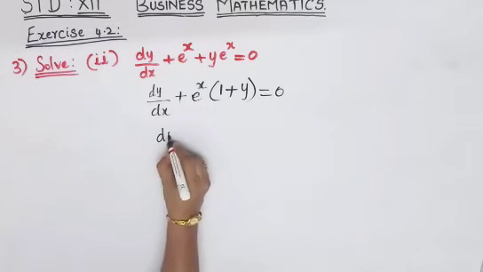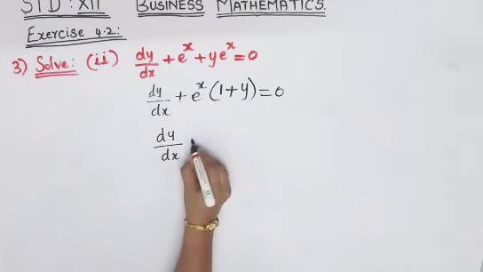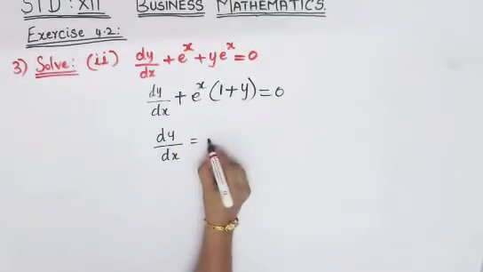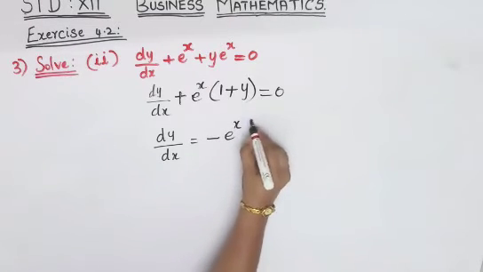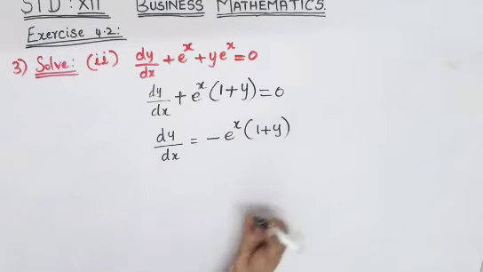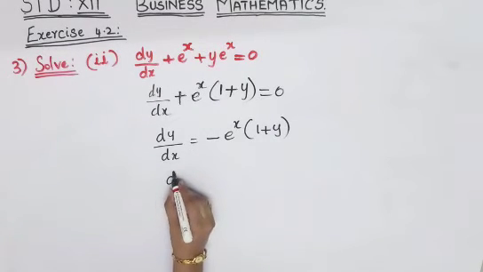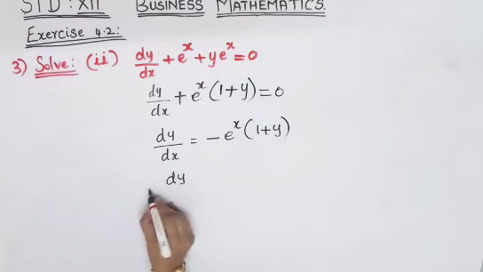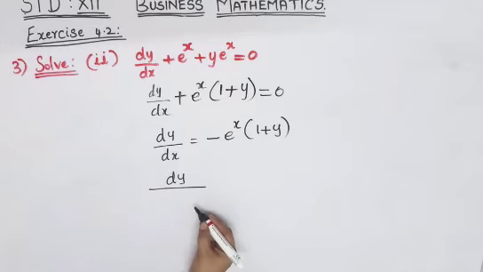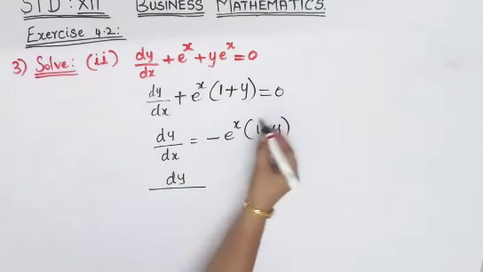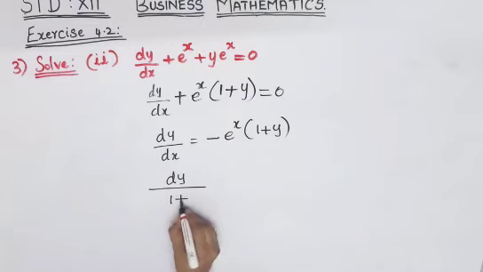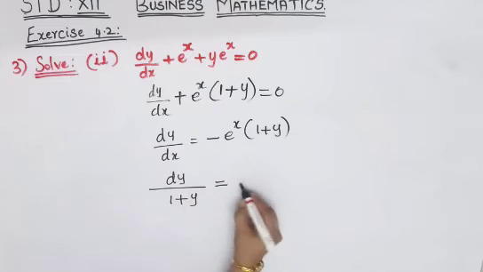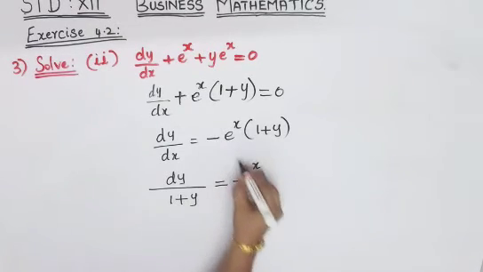So the next step is dy by dx. We'll take this whole term towards your right hand side. So here you have got plus, and if you are taking it to that side it means minus e power x into 1 plus y. Your next step is dy, we will keep it here itself. Then this 1 plus y we will take to the denominator, because you will have to separate your variables. So dy means the y term you will have to take towards your left hand side. The numerator will come to the denominator, equal to minus e power x.